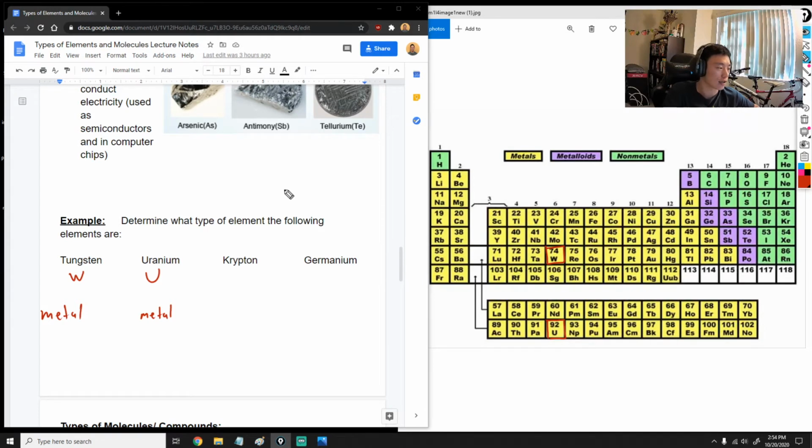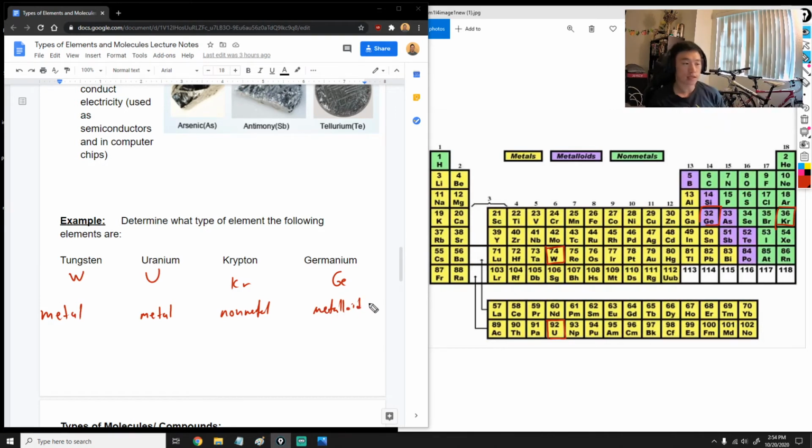Okay, so let's check your answers. We have krypton. Krypton is number 36, Kr, and it looks like it's green, so it's going to be a non-metal. And then lastly, we have germanium, which the symbol is Ge. Ge is right here, number 32, and it's purple, so it's going to be a metalloid.